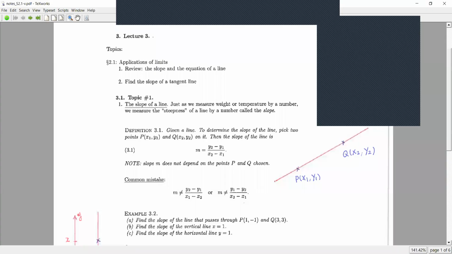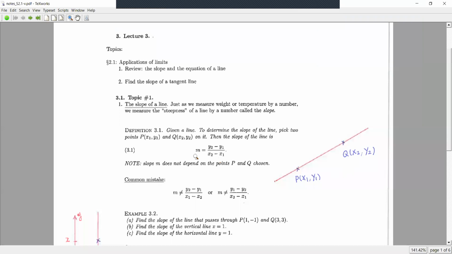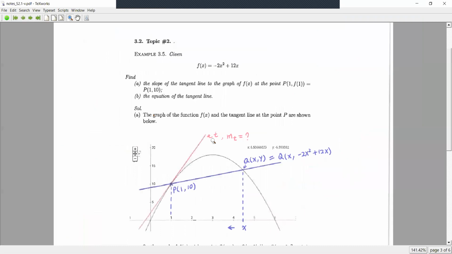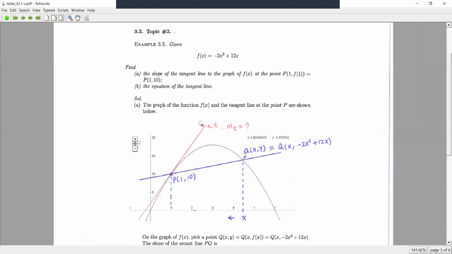To find the slope of a line, we have the slope formula. But this formula requires we know 2 points on the line. Now, about this tangent line, we know only 1 point on it. The point is (1, 10). We don't know any other points on the tangent line.